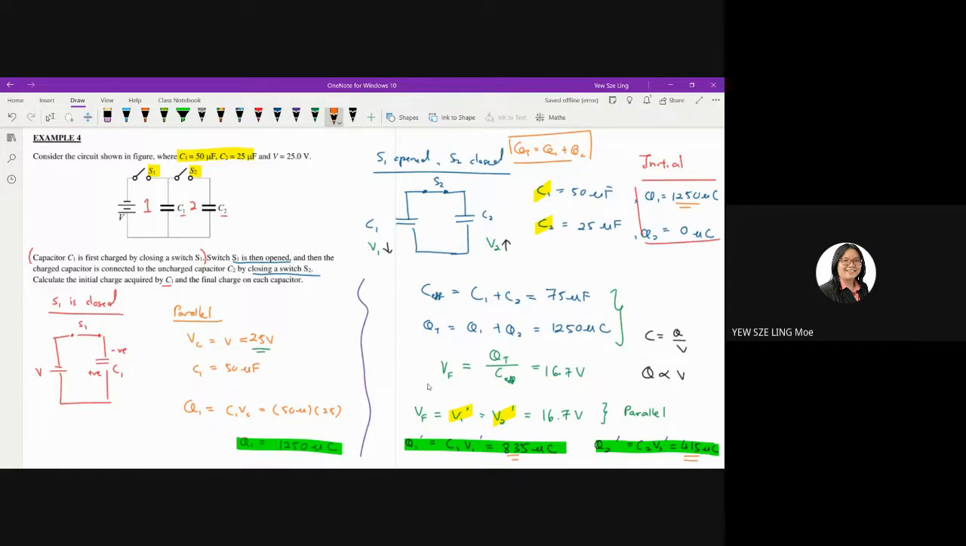Now I give you 3 minutes to write it down, because we have 3 things to calculate: Q1, Q1 final, Q2 final. So 3 minutes for you to write it down. If you have any questions, you may ask.